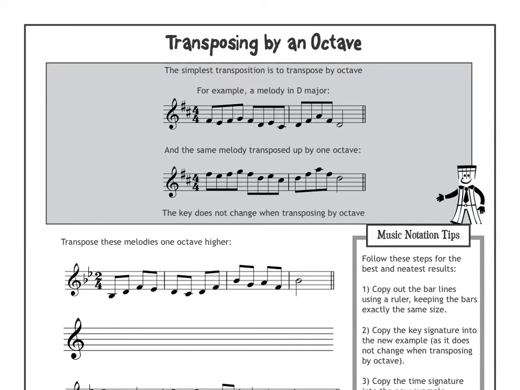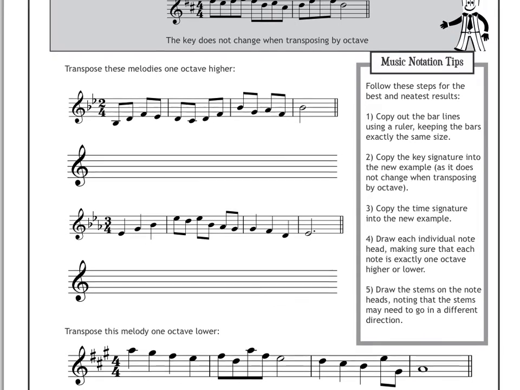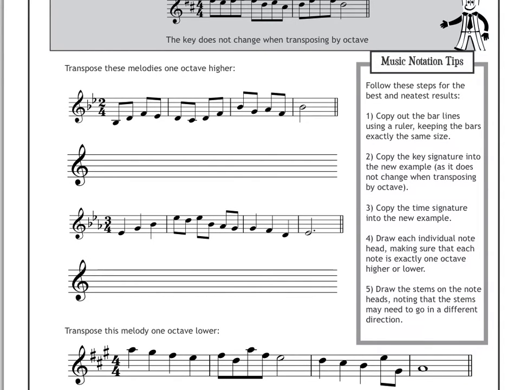Now, I would highly recommend that you follow the little music notation tips down the side here. Inevitably, what ends up happening when people aren't being careful with their notation is that things get squished up or jumbled up and get a little bit hard to read. So do it step by step first. The first step, it says copy out the bar lines using a ruler, keeping the bars exactly the same size. So we have 1 bar line right here. I'm going to bring it straight down to make sure I keep the right amount of space in each bar.